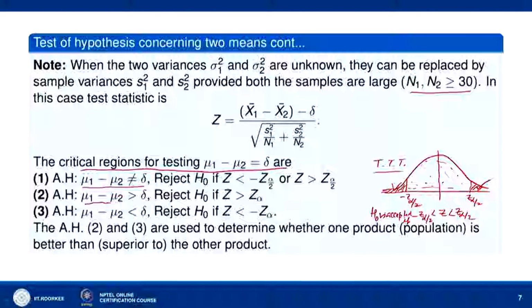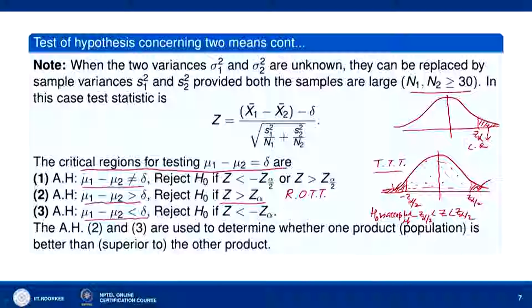Now, if mu1 minus mu2 is greater than delta, then we know that we have to apply a right-tailed test. In this case, if you look at the standard normal curve, this is your critical point z alpha. When z is greater than z alpha, then we reject H naught. This is the region which is the critical region. So, reject H naught if z is greater than z alpha.